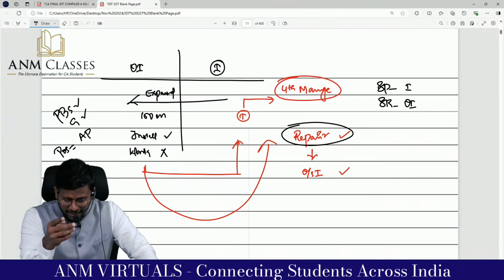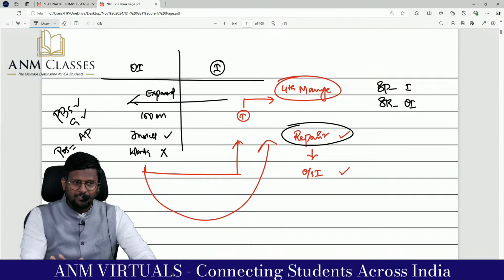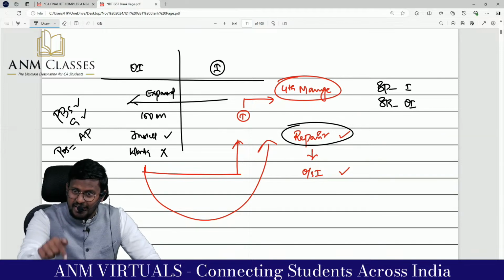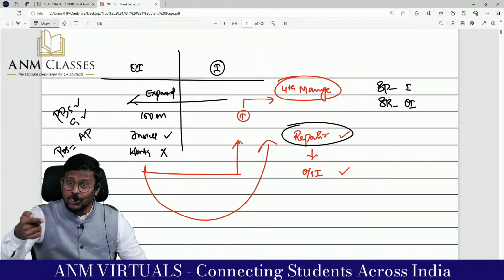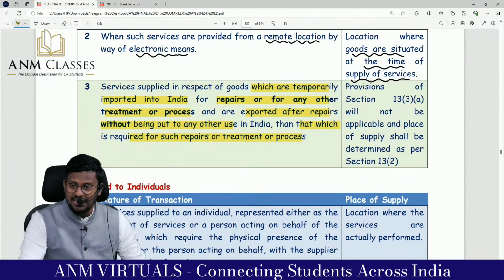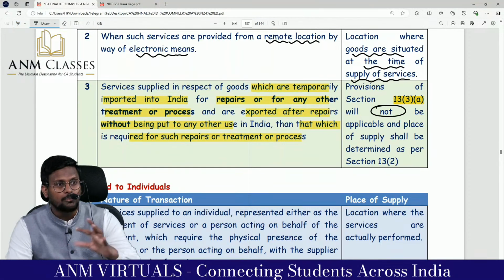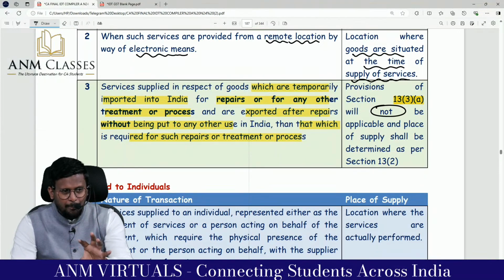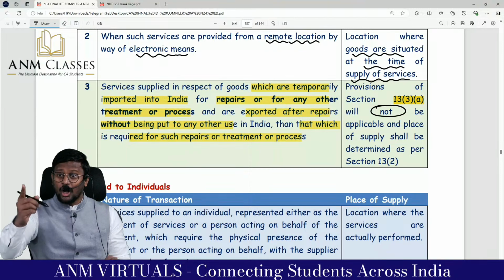Actually it is an export, but where do we do the repair? If I take the place of supply as the place where the service is actually performed, it will be in India. That means for such services we would need GST. Are you really with me? That's why the section said that the provisions of section 13 subsection 3 clause A will not be applicable. If this section does not apply, automatically 13(2) will be applicable.